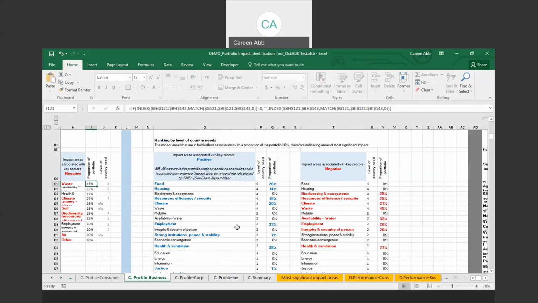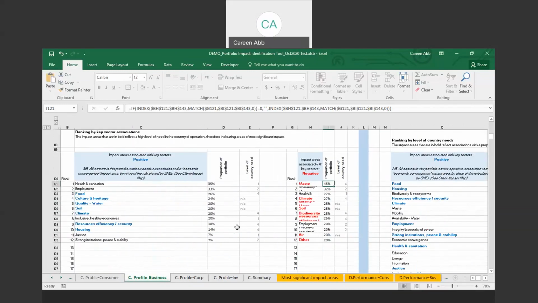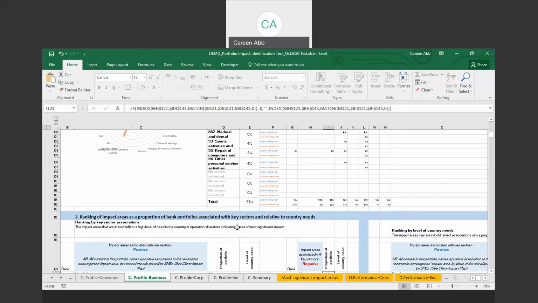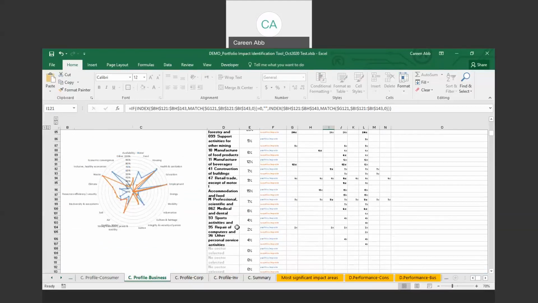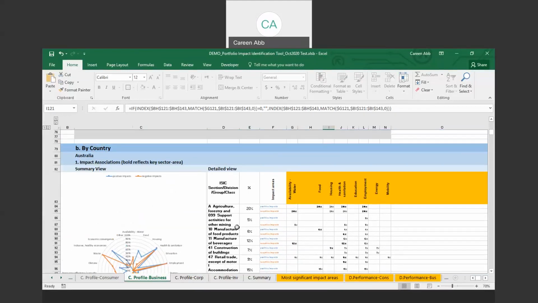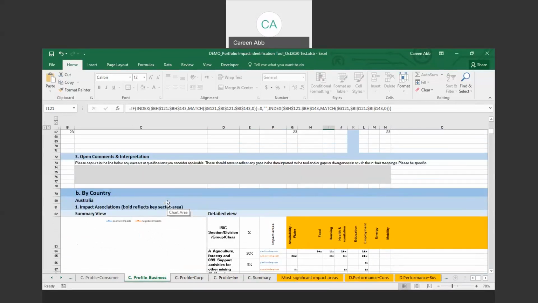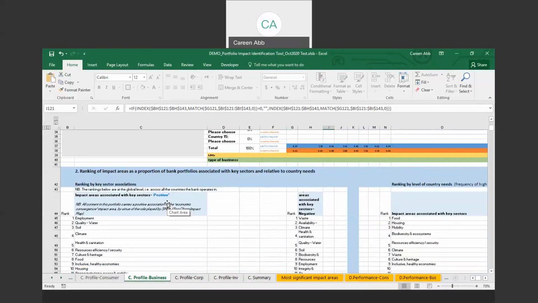that is related. The idea behind these visualizations is that they assist you in understanding where your significant impact areas lie. The idea being that an impact area is significant if it is associated with a large part of your portfolio and if it is also coinciding with a very high level of need in the countries of operation. As said, these country-by-country needs are complemented by a global view.